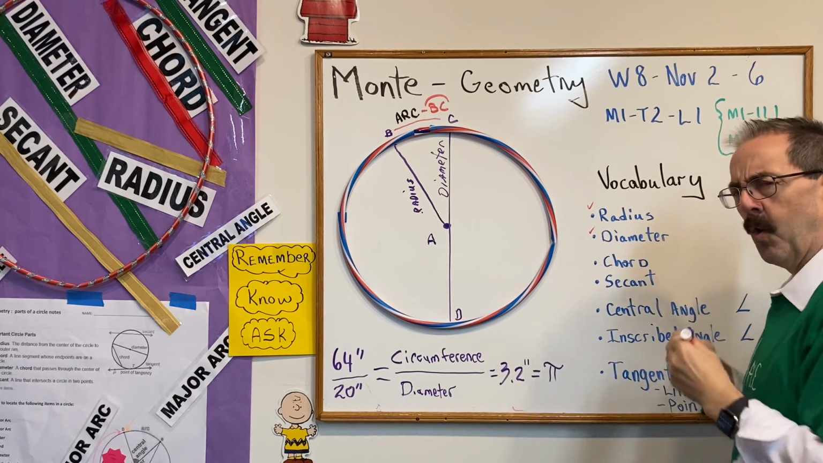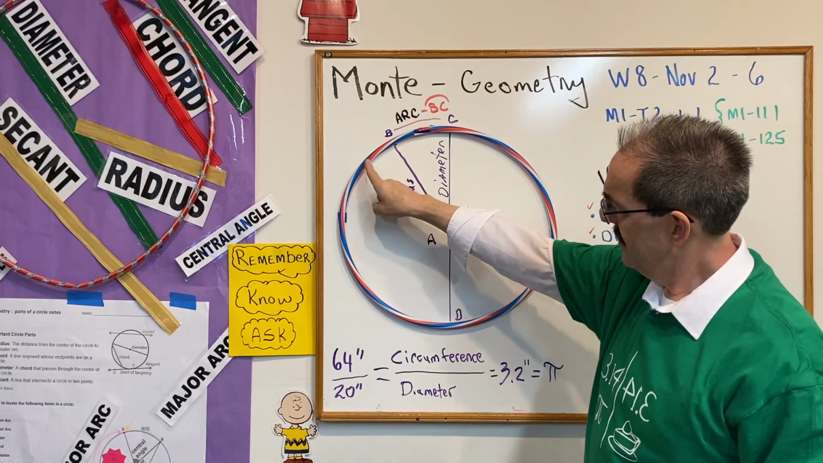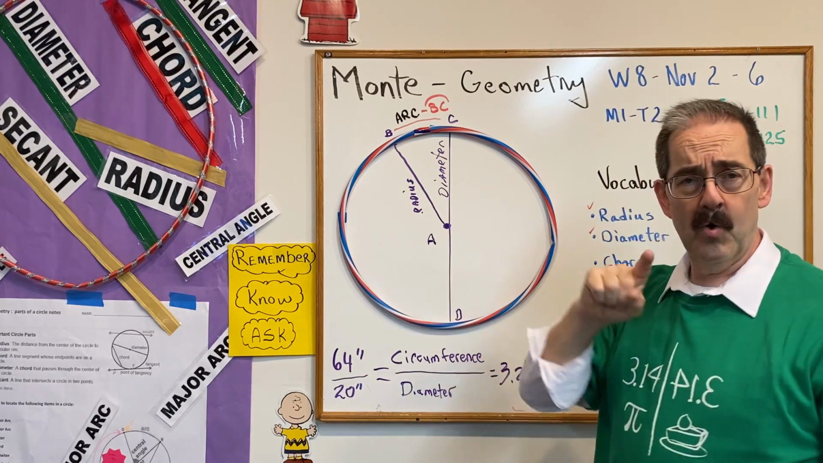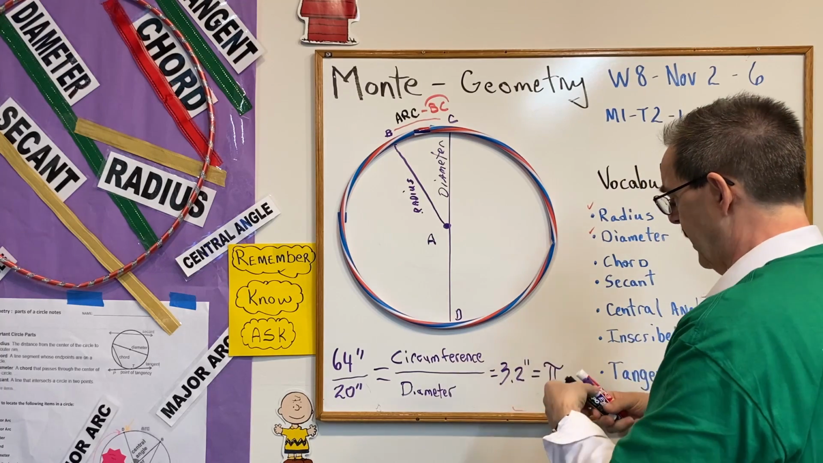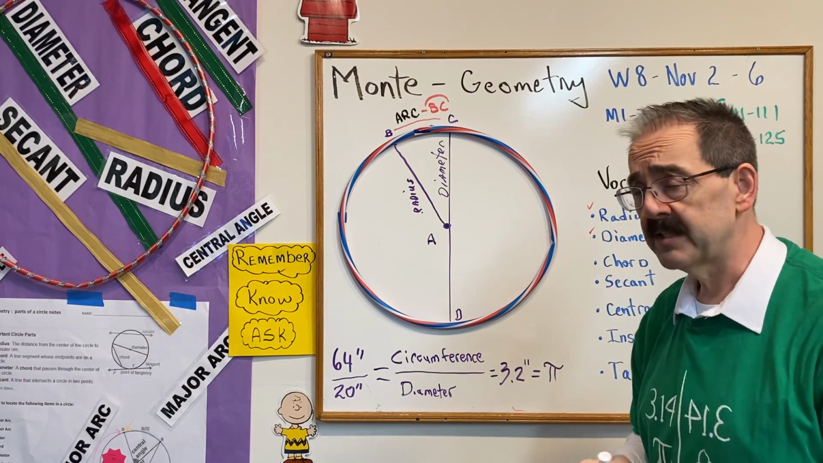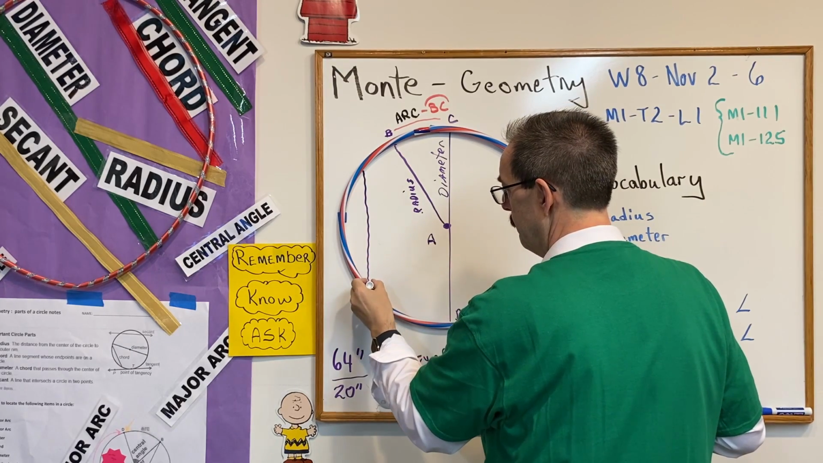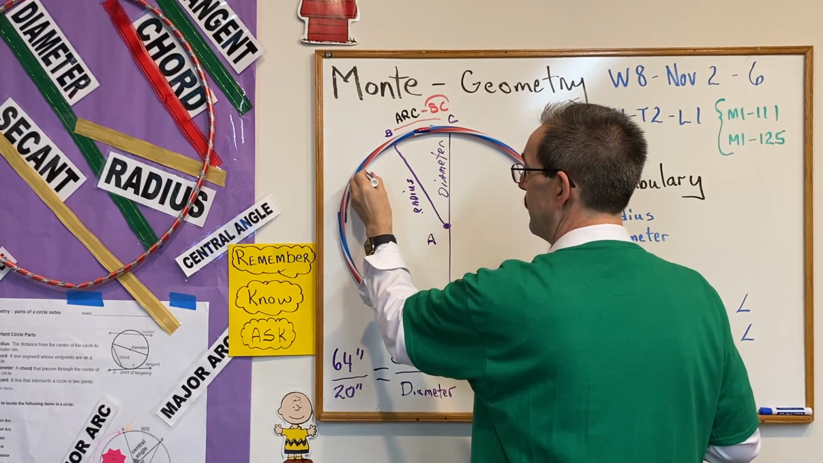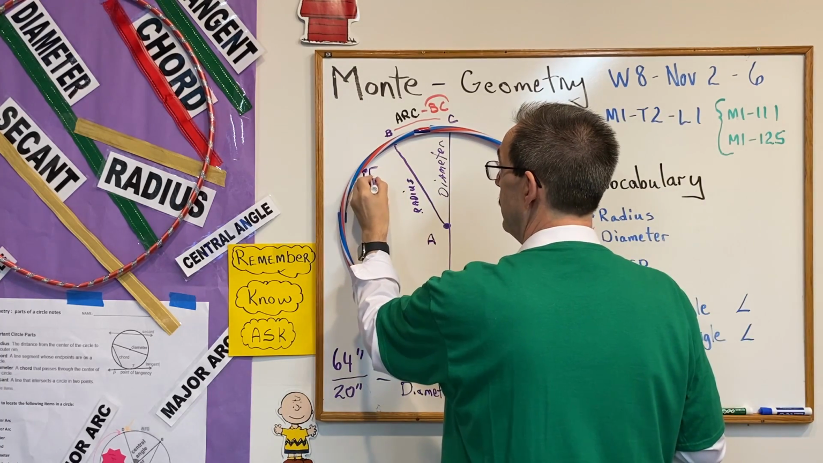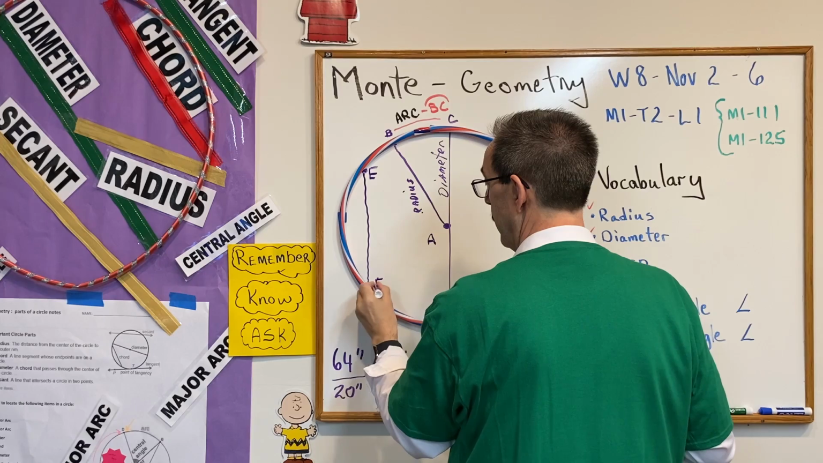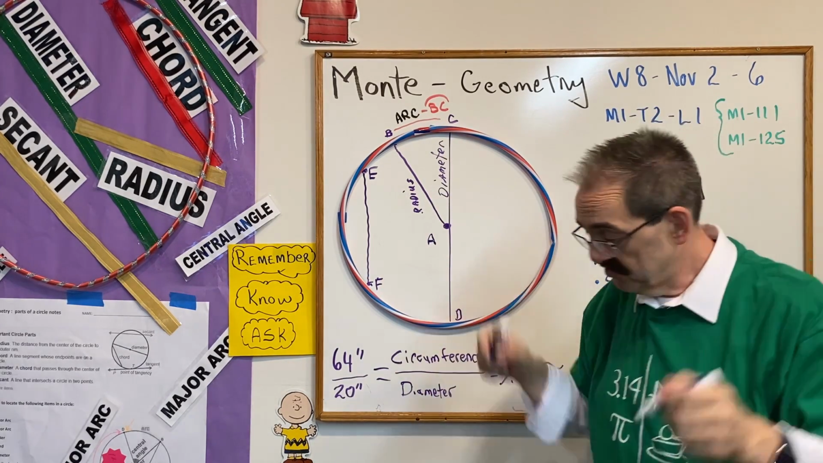All right, let's do a chord. A chord is a line that, actually a chord is not a line. A chord is a segment. Okay? So let's draw a segment that touches both sides. Boom. Okay? It's a segment, has two endpoints, A, B, C, D, E, F. Okay? It's a segment that touches both sides. Cool.